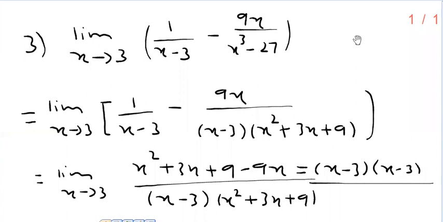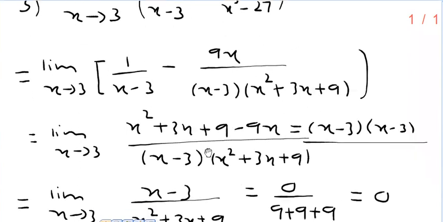Limit x tends to 3, 1 upon x minus 3 minus 9x upon x cube minus 27. See, first you have to bring the function in which form? f of x upon g of x. We can call this a rational function. Now, how do we subtract one from the other? By finding the LCM of denominators. What are the factors of a cube minus b cube? See, all these basics are required. So these are the factors. This is the LCM. What is the numerator?